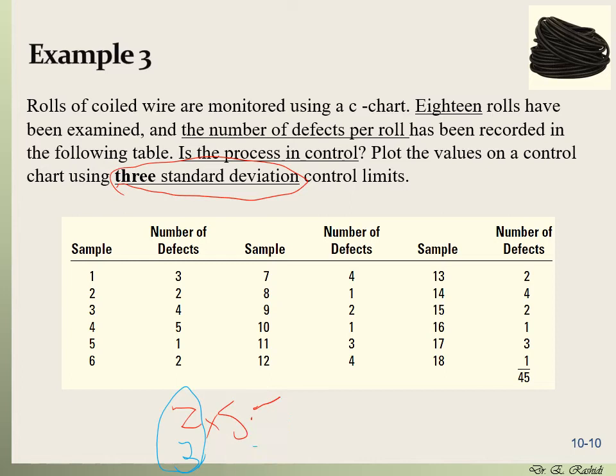So please now pause, try to work on this problem, try to solve this problem. Compute the lower limit for the control chart, the upper limit for the control chart, and then try to see whether this process of rolls of coiled wire is actually in control or not. You can also plot it. After you tried your best, come back to see how we can actually solve this.